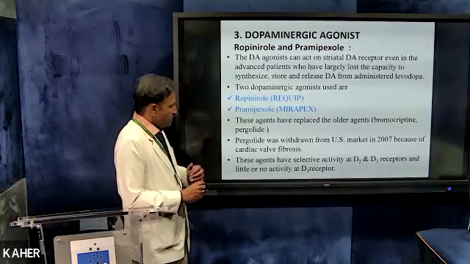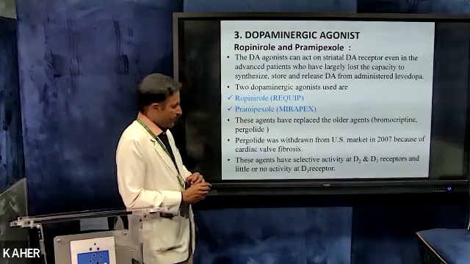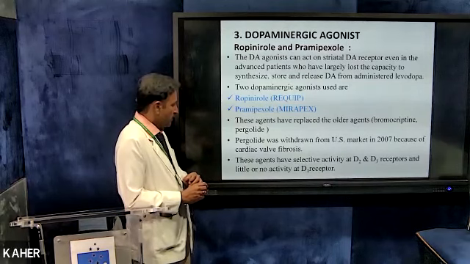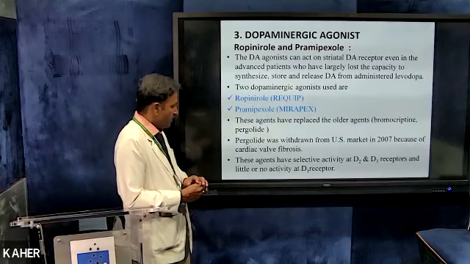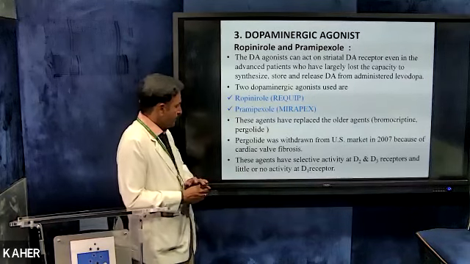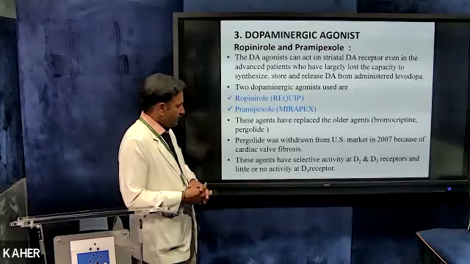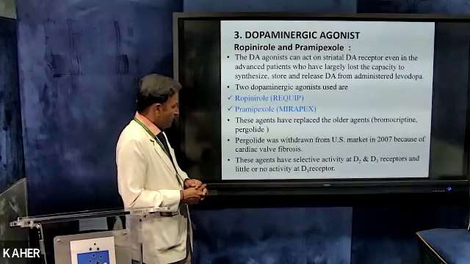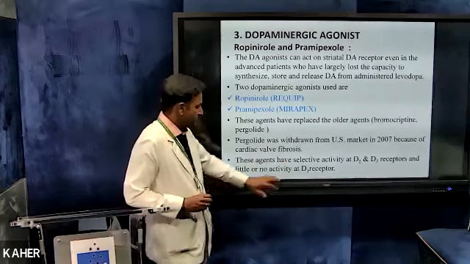And pergolide was withdrawn from the US in 2007 because of some cardiac adverse effects, usually cardiac fibrosis and other adverse effects. Cardiac fibrosis is a major adverse effect you usually get in the patient. It is banned in the US. And they mainly act on D2 and D3 receptors, with little or no activity on the other receptors. Mainly they are targeting the D2 and D3 receptors in the body.